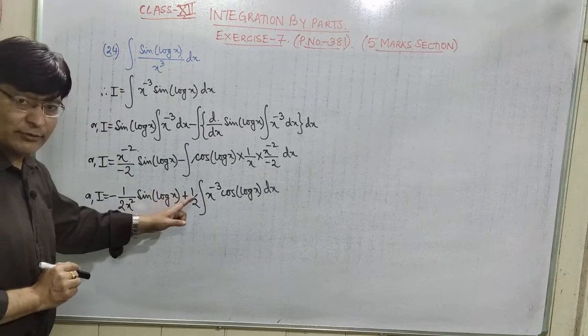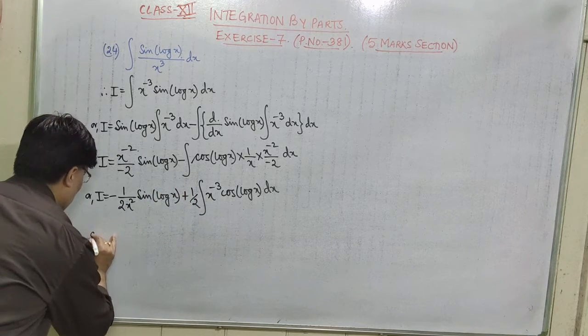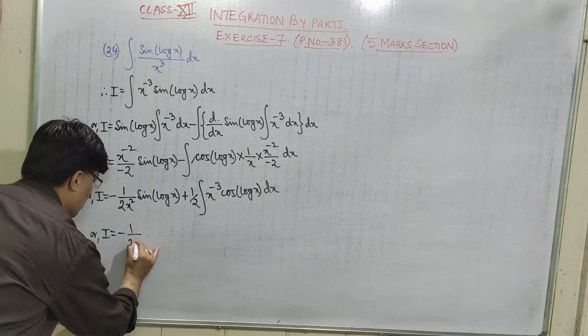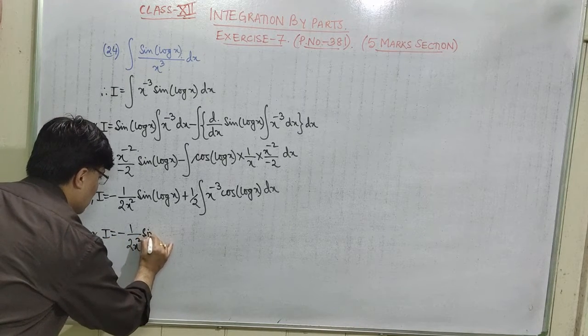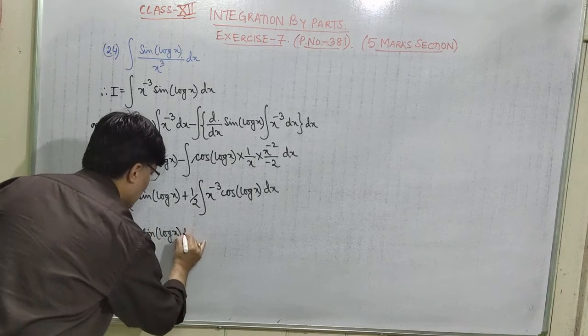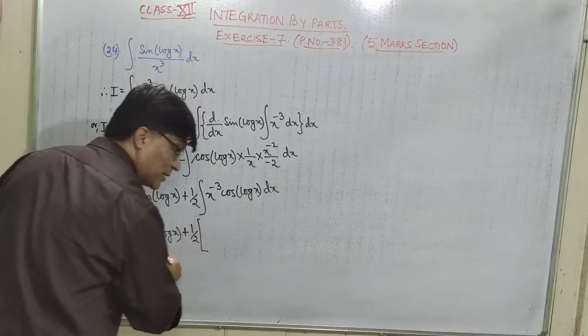So let us use integration by parts for this function also. Or I is equal to minus 1 upon 2x square, this is your sine of log x, right? Plus half within third bracket. Let us use by parts.